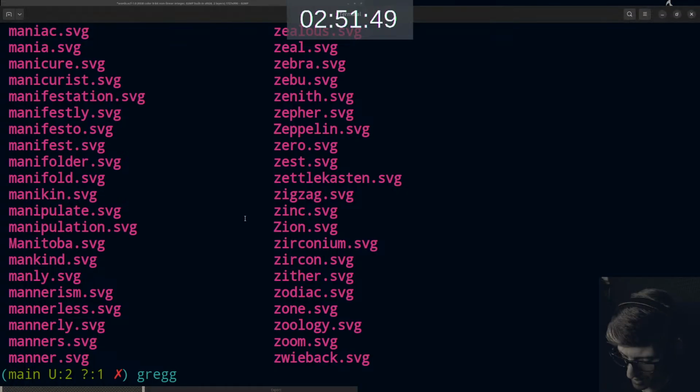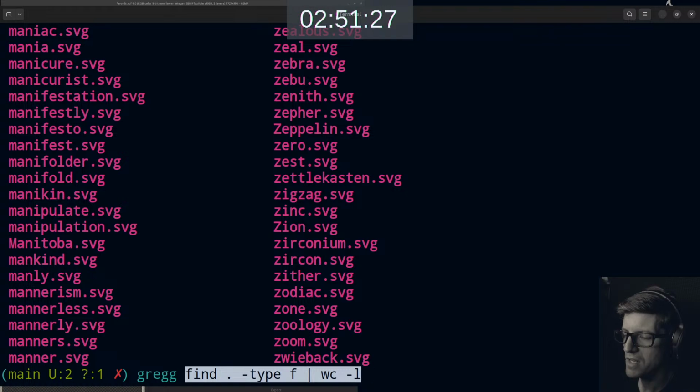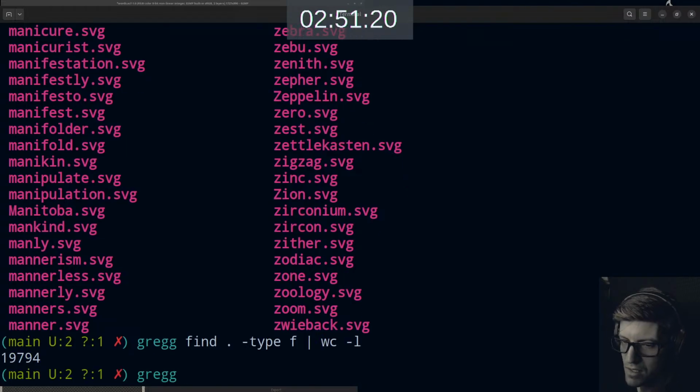So let's go ahead and do that here. We have find, and then wc, piped into, so the whole thing would be find in the current directory and all of its subdirectories. We have our little code snippet right here, and let's go ahead and add that. So it's find in the current directory, the type is file, and it's piped to word count with -l for lines. And so that's our total file count. Our file count is 19,794.